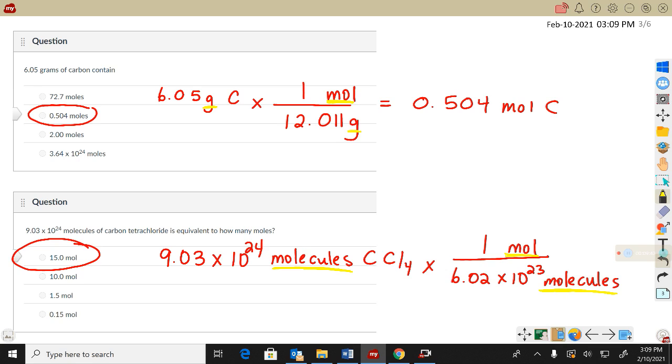Anytime you see atoms or molecules, like a representative particle, it's 6.02 times 10 to the 23rd particles per mole. This particle would be a molecule. I've got multiple atoms bonded together. All right, so if the number would be on the top, I would multiply. Again, here the number is on the bottom, so I'm going to divide.